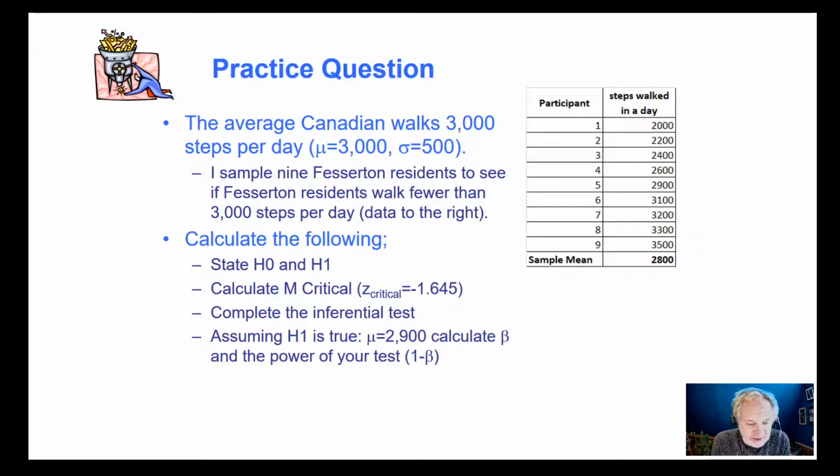The other piece of it is, assuming H1 is true, and say the population mean is 2,900, so there's actually a 100 steps drop between the null and the alternate. So 2,900 is the alternate hypothesis mean. Using your M critical, calculate beta and the power of your test, which is 1 minus beta. Pause the video and go through the exercise of doing this, and then on the next slide, the results are taken up.